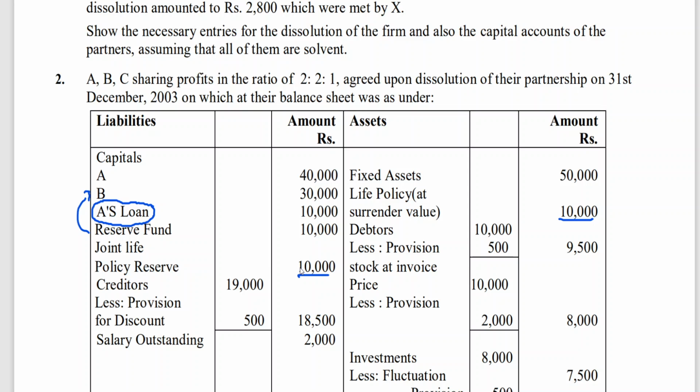And when you're going for dissolution, generally the treatment of life policy is that whatever the value you get, generally you won't be getting policy value. Unless the partner has died, policy amount will not be received. Since all partners have survived, there's no death of any partner. So the insurance company will be paying only the surrender value. Whatever surrender value they are paying, sometimes they will be adjusting some loan which is due or whatever it may be. We have nothing to do with that. Whatever the amount that is being received, let me clearly explain this one.